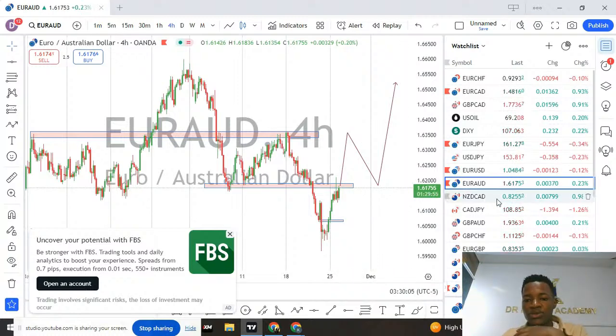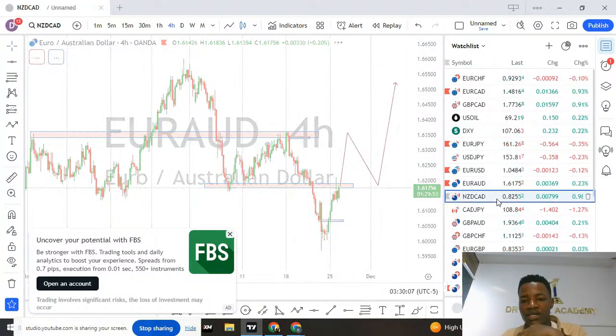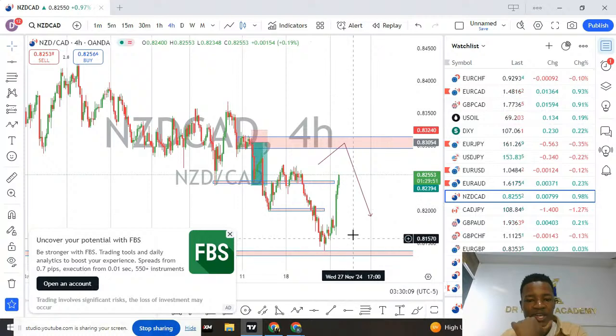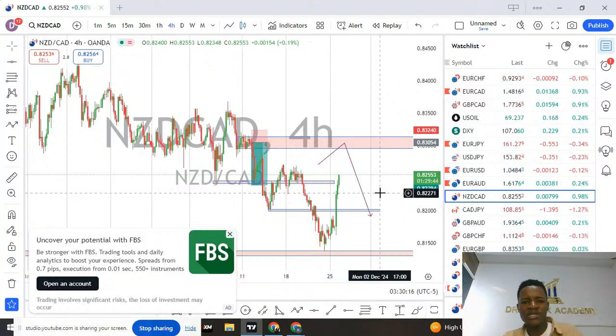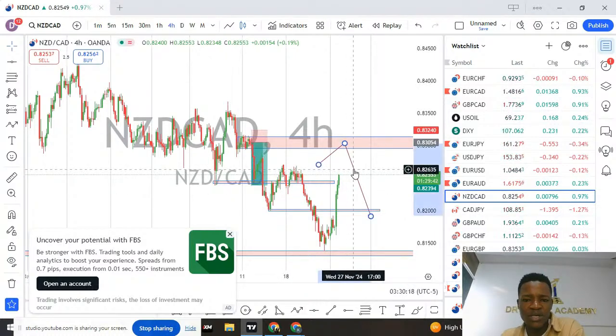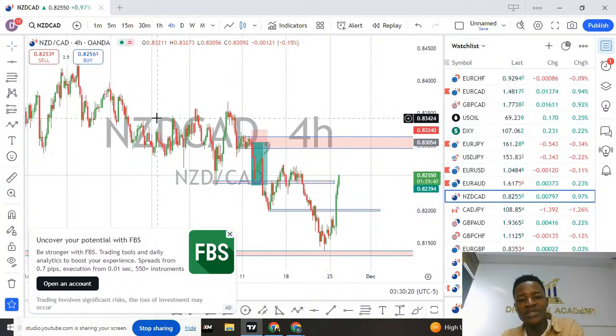Okay, let's go to Euro NZD card. On NZD card, I can clearly see there's now a reversal, a very bullish one, and most of these pairs are forming a reversal structure because they have been selling for way too long.